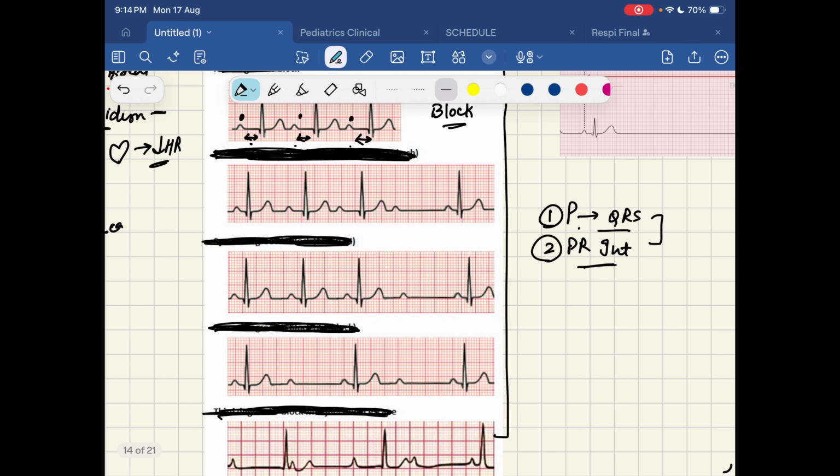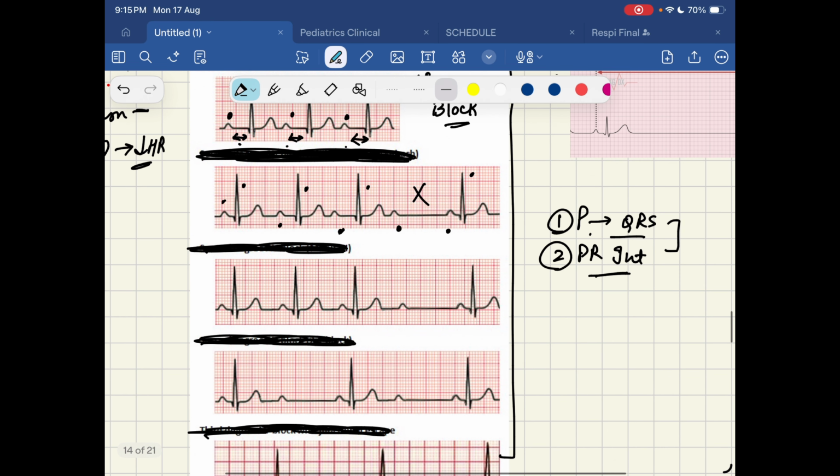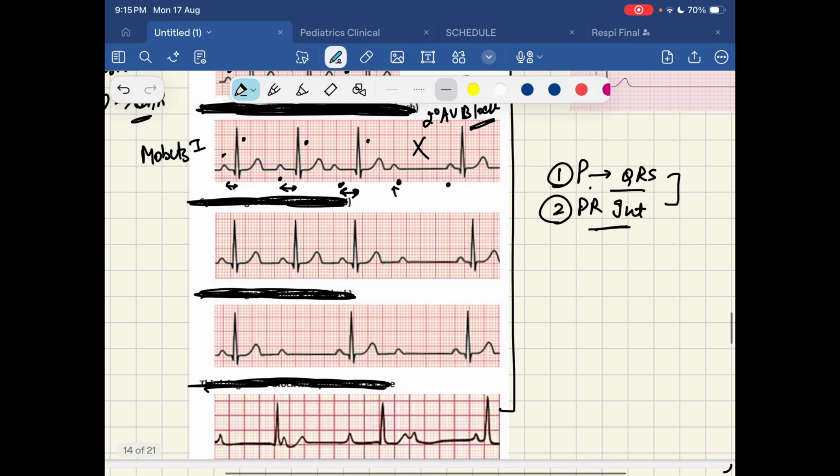Let's take a look at the other ECG. P QRS, P QRS, P QRS, P no QRS, P QRS. So one QRS complex is dropped. Now we are dealing with something else, not the first degree. Also the PR prolongation is continuously increasing, and after a maximum prolongation, one P wave is not followed by the QRS. We call this second degree AV block. The second degree AV block is also divided into two types. The one that we have studied now is Mobitz 1, and the one that we'll be studying next is Mobitz 2.